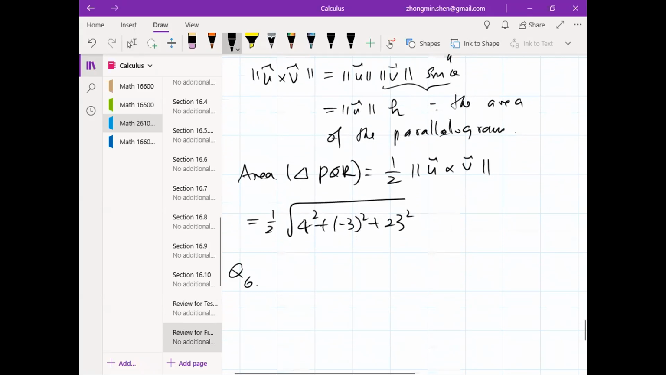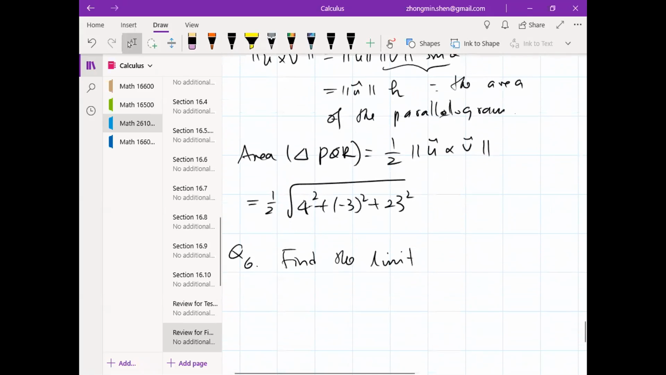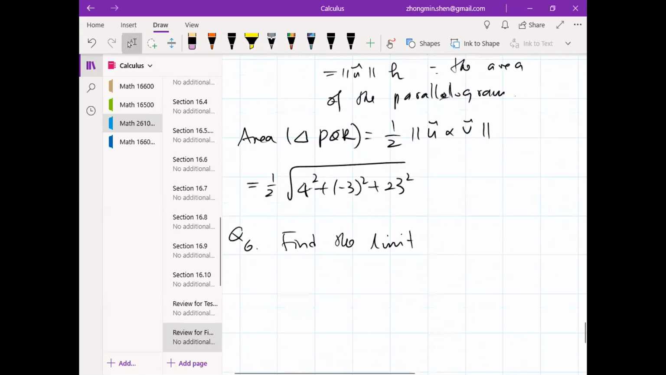So number 6. Find the limit if it exists. Otherwise, show that the limit doesn't exist. I think the limit exists. It's going to be 0 because the degree of the polynomial in the numerator is 3.